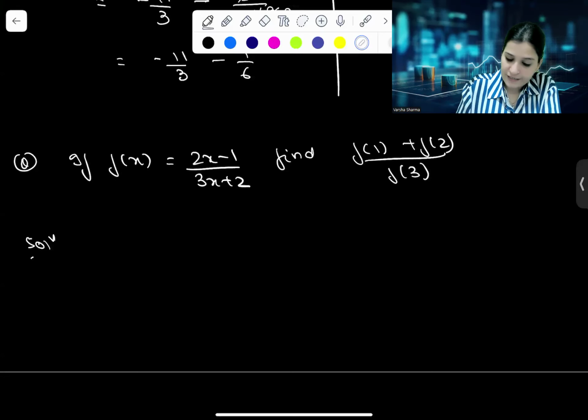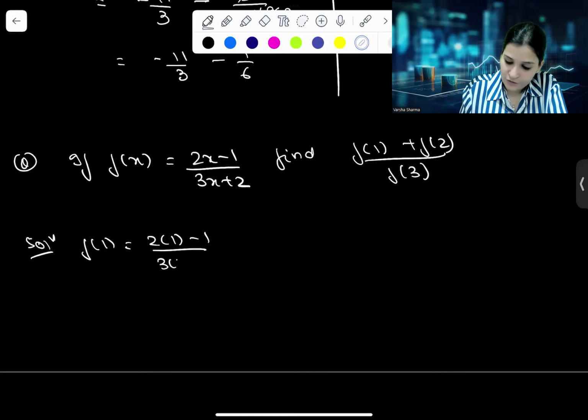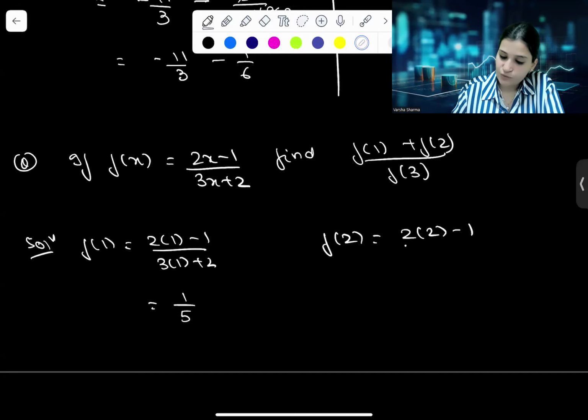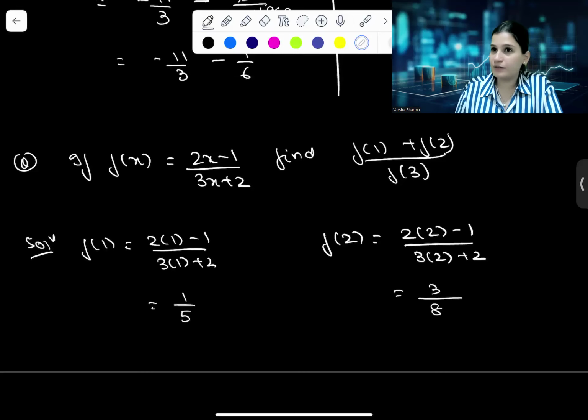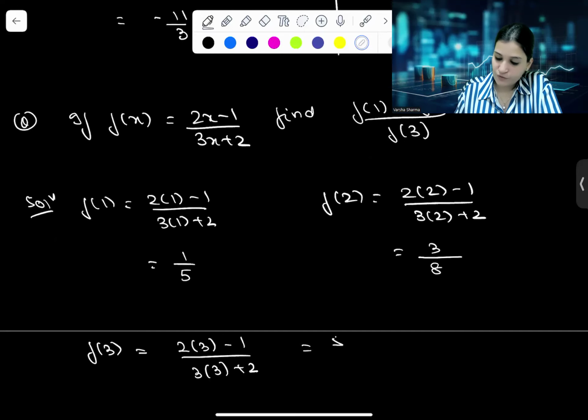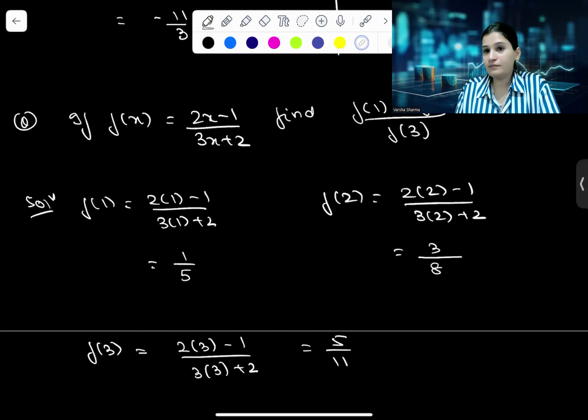Solution. Let us first find f of 1. 2 into 1 minus 1, 3 into 1 plus 2. So 1 upon 5. f of 2: 2 into 2 minus 1, 3 into 2 plus 2. So 3 by 8. f of 3: 2 into 3 minus 1, 3 into 3 plus 2. So 5 upon 11.